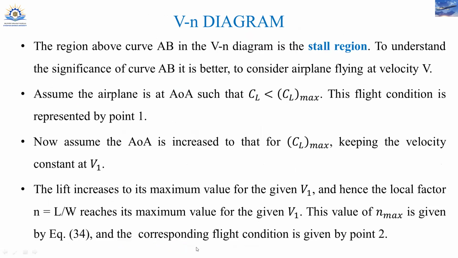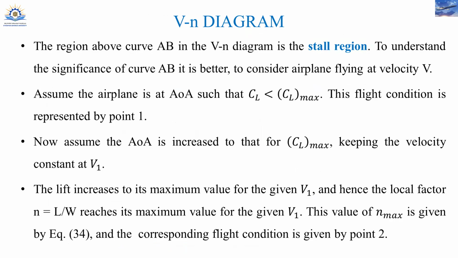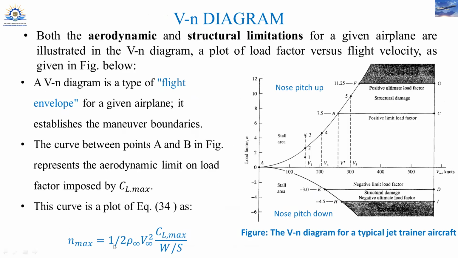So n max from the previous equation, what is it? We said Q times L max over wing load, right? n max. So that n max should be limited. The velocity should also be limited. Okay, there is another stall region. How do we see the stall region? The region above curve AB in the Venn diagram is stall region. Curve AB on this curve starts from A, A is this point.